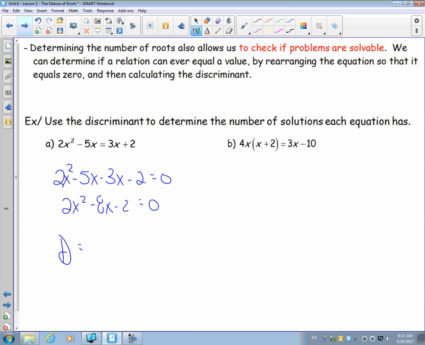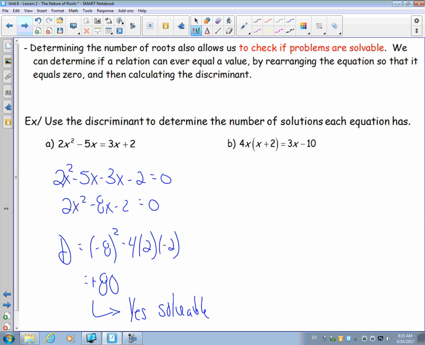Solvable means that I can use my discriminant and do a little calculation here. I've got 64 and 16 is 80. Oh, it's positive, that's important. That means yes, solvable, and it has 2 solutions because it has 2 roots, and we know roots are solutions. Now, I don't care what the solutions are. I'm not going to try and factor that today. I just want to see if it is solvable. Let's try the next one.